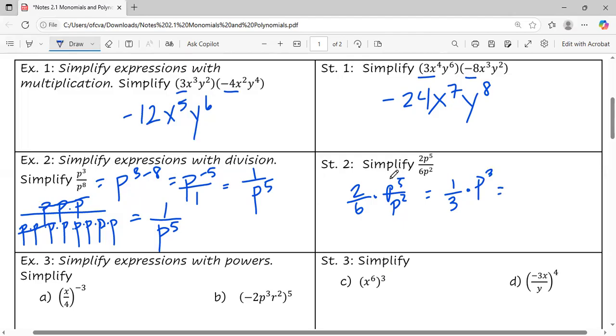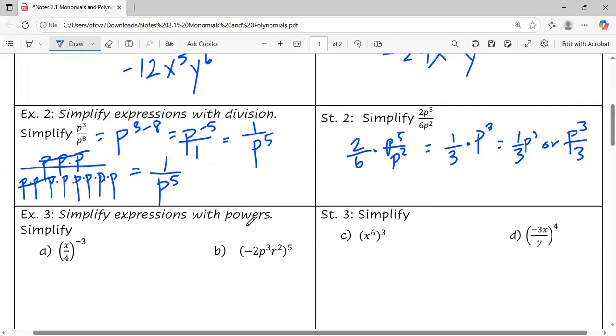So when you multiply that back, when you put it back together, you could write it as 1/3 p to the 3rd, or times p to the 3rd, or you can write p to the 3rd over 3, because you're multiplying 1 times p to the 3rd, that's p to the 3rd, over 3. So either one is acceptable.